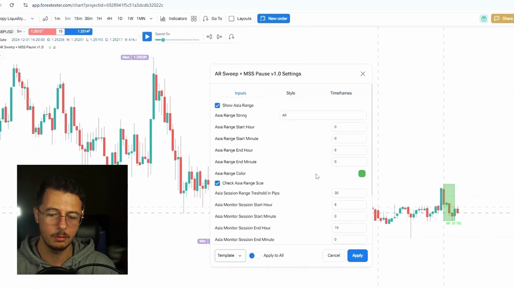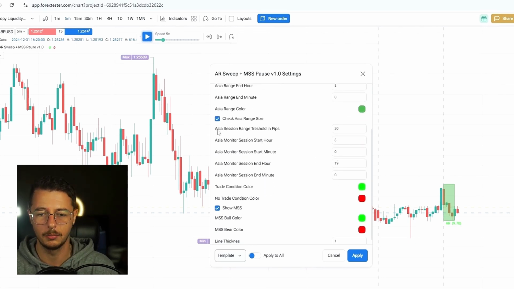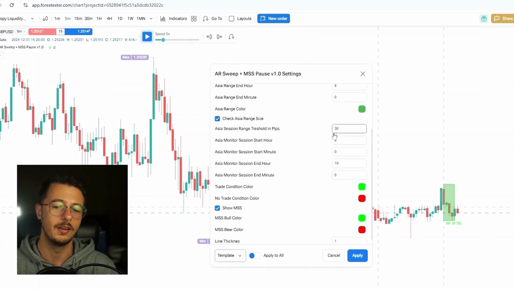So now we've got this. Now I need another checkbox, which is the Asian range size. So in this case, the minimum must be 30 pips.